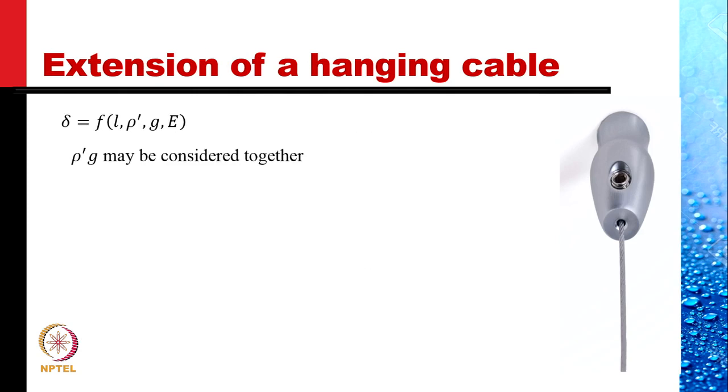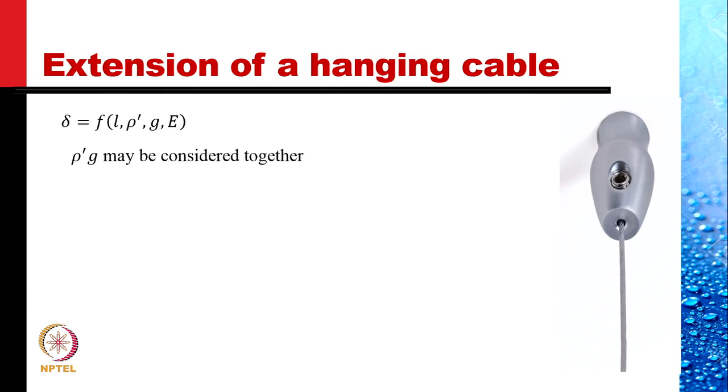For this, consider the case of a cable which is hanging and under its own weight it extends. From the ceiling we have this long, thin cable. So the length of the cable L is much greater than its diameter. The extension of this cable, delta, would clearly be a function of L, the length; rho prime, which is the mass per unit length of the cable, that is, density times cross-sectional area; g, the acceleration due to gravity; and E, the elasticity of the cable material.